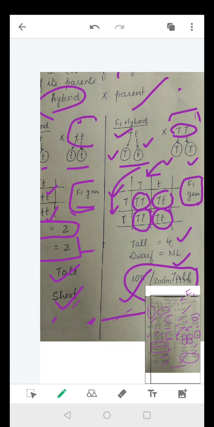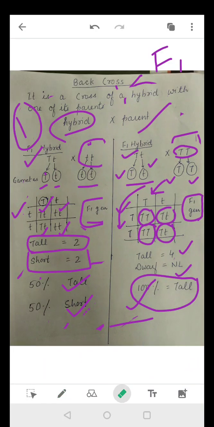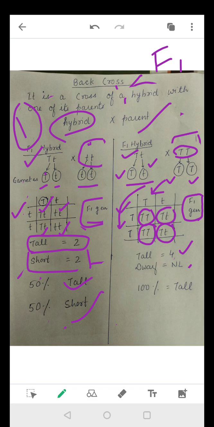Now you compare both the results. In this case, 50% are tall, 50% are short. But in this case, 100% tall plants are there. Okay. So this is the basic difference between these two. Right? And I hope you've understood the difference between the back cross and the test cross. Right?